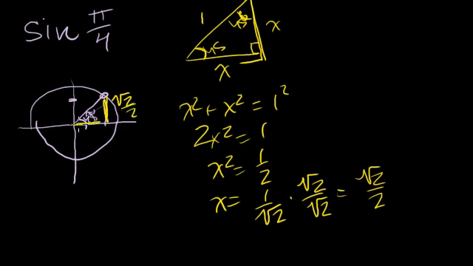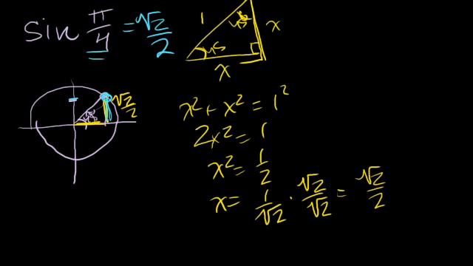And if you wanted to know this distance too, it would also be the same thing. But we just cared about the height, because the sine value, the sine of this, is just this height right here, the y-coordinate. And we got that as the square root of 2 over 2. This is all review. We learned this in the unit circle video.